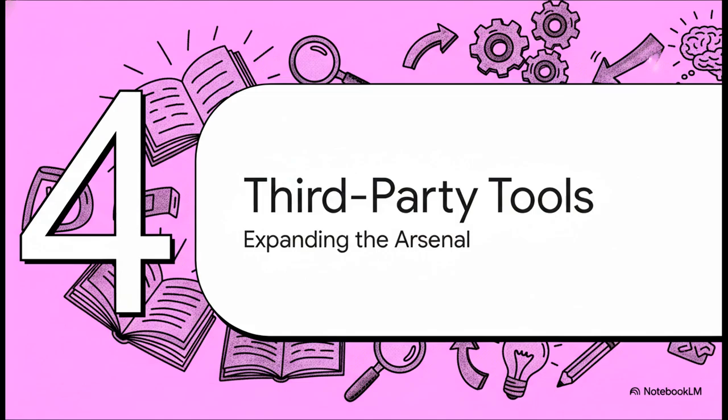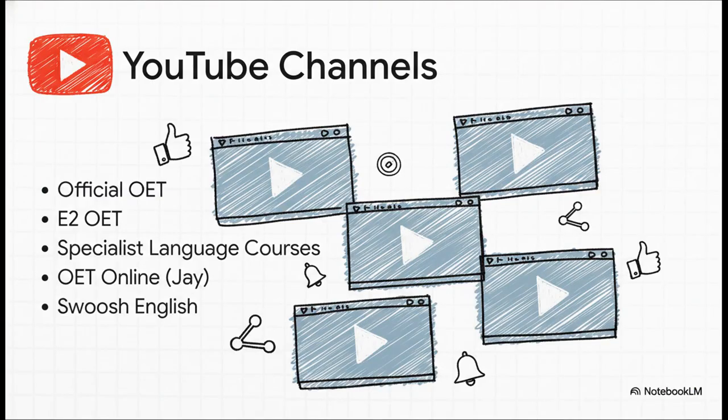All right, so once you have a really strong grip on the official materials, then you can start to expand your toolkit with some excellent third-party resources to supplement your learning. You know, YouTube can be an amazing tool if you know who to watch. The official OET channel is a must, of course, but channels like E2 OET, Specialist Language Courses, OET Online with Jay, and Swish English, they all offer really high-quality lessons, examples, and strategies that fit perfectly with the official stuff.